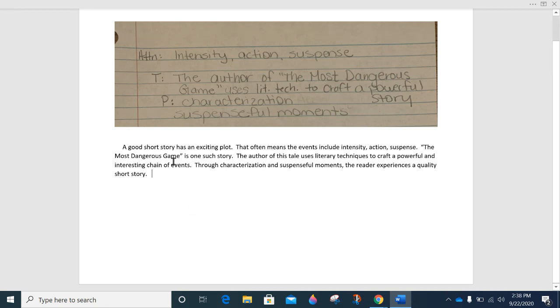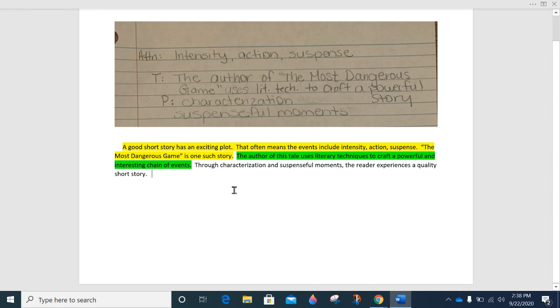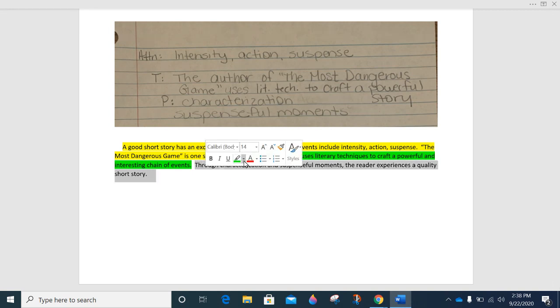Now, you can go back and look through this, and I can find all of the components that I need. I have got a little bit of an attention getter right here. I have got a thesis statement where I clearly tell what my essay is going to be about, because I know that in this essay, I'm going to hear about the techniques that the author uses to create a powerful story. And then what? Well, I end up talking about characterization and suspenseful moments. So you can see the different components that are actually there, and they came right from my plan.